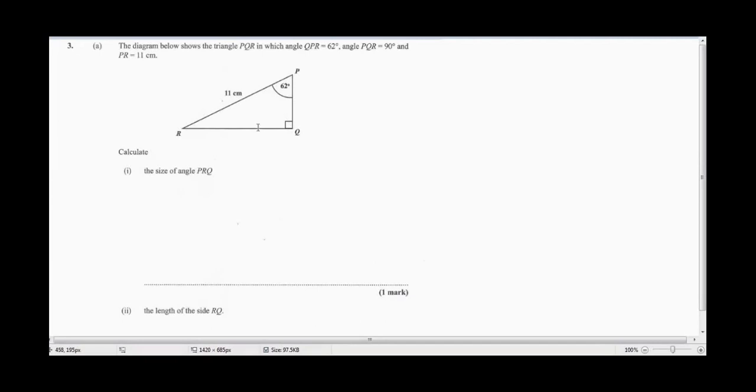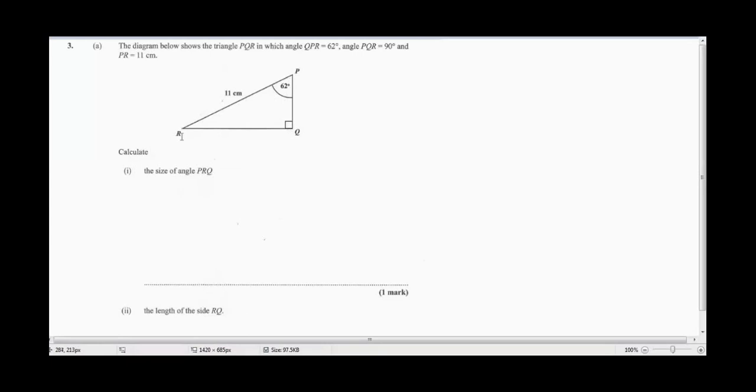So what we need to know about a triangle is that the sum of all interior angles within a triangle equal to 180 degrees. So they want us to calculate the size of angle PRQ, right? So we need to find this angle right here. So we know two of the angles, right? We know we have a 62 degrees and we have a 90 degrees, right?